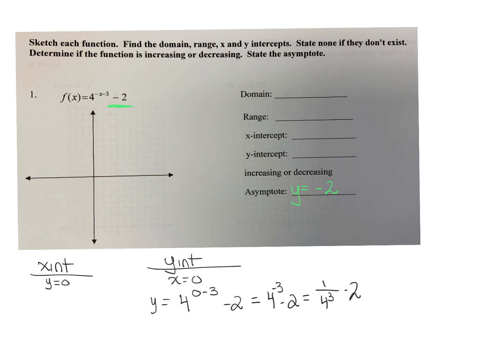1 over 4 to the 3rd. 4 to the 3rd is... 4 times 4 is 16 times 4 is 64. So 1/64 minus 2. That's going to equal -127 over 64. All I did was I changed this into 128 over 64 because that's 2. So it's not quite -2. So my y-intercept is (0, -127/64).